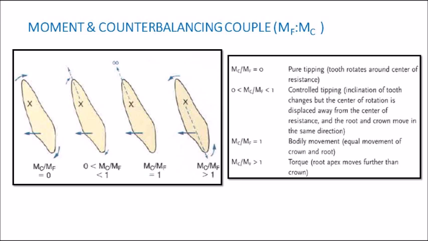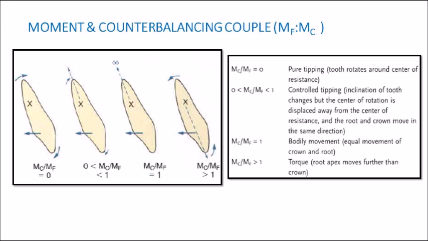So that is when there is pure tipping, that is, the tooth will rotate around the center of resistance of the tooth. That is what happens mostly when you are giving a removable appliance. You are just simply applying a force. That force will produce a moment, that is MF will have some value, whereas there is no counterbalancing couple being given, and hence the moment created by that counterbalancing couple is 0. So 0 divided by anything will give you 0. So this is when there is pure tipping.